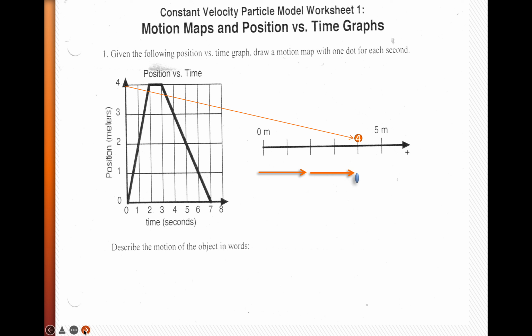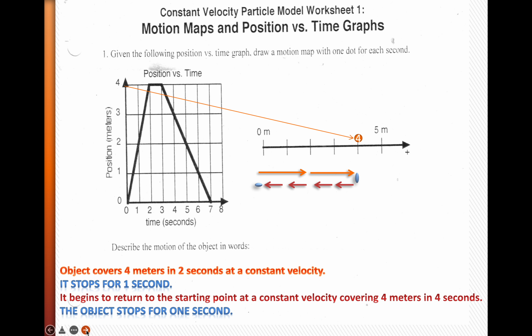At least initially, we're going from 0 to 4 meters. We're going to be stopped for a little bit. And then we're going from 4 back to 0 meters. Not quite as steep, so the slope isn't quite as much. And therefore, we've got more arrows, and the arrows are closer together.